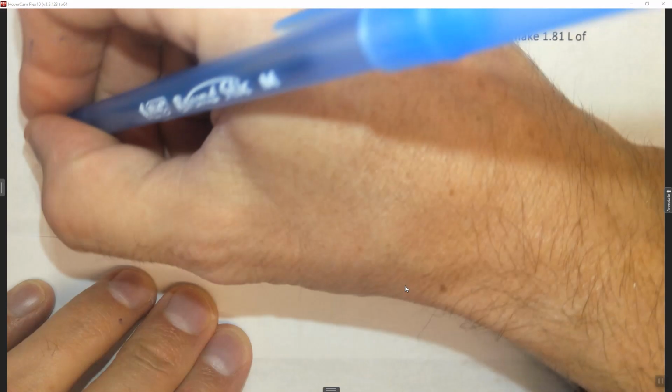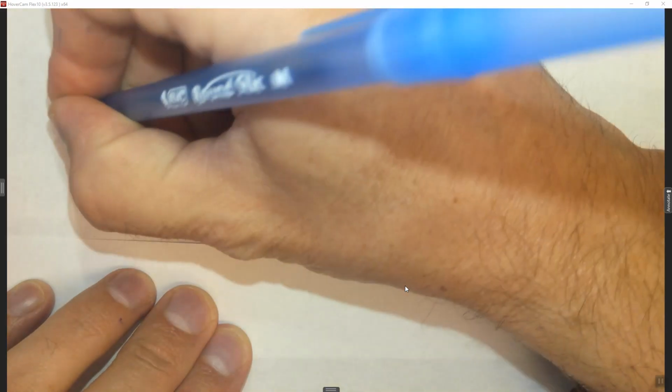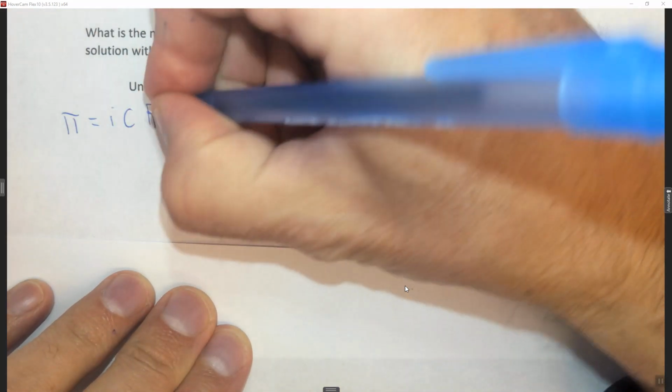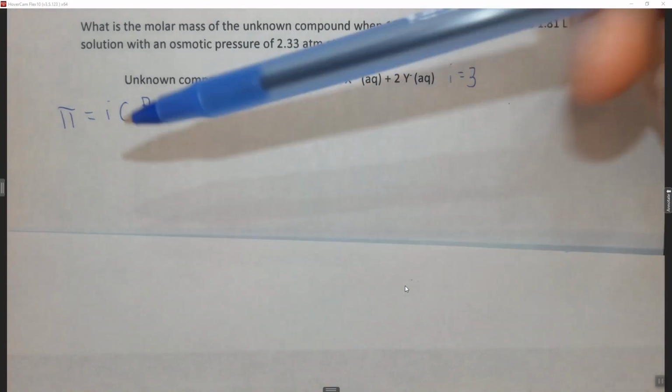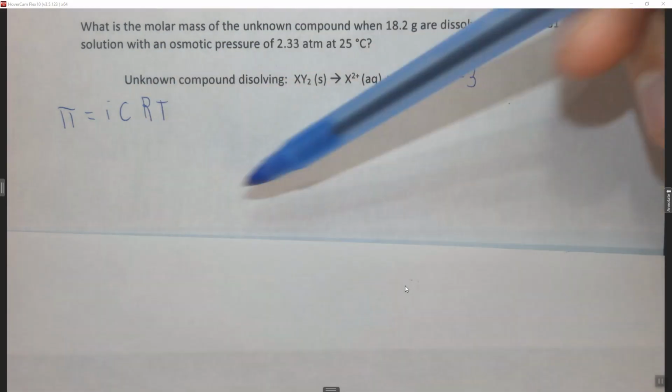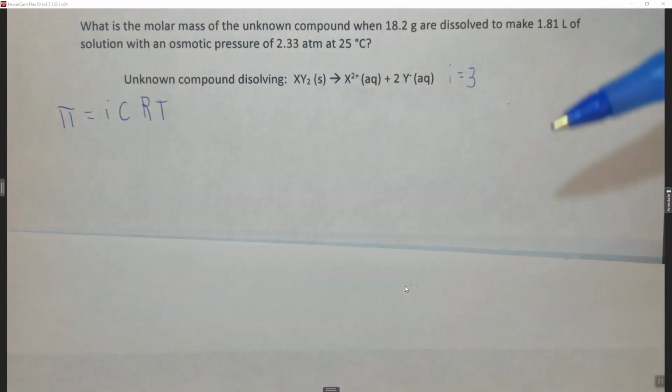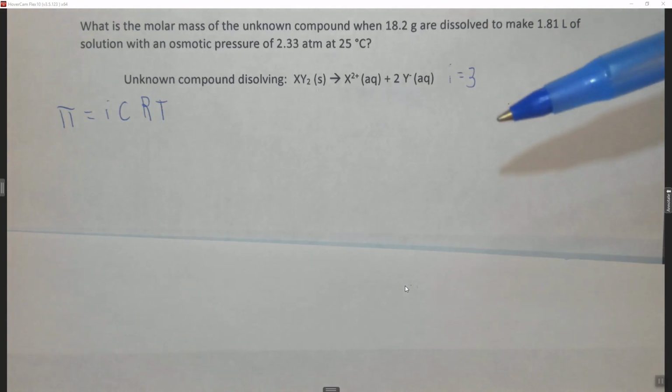So from the previous question, we went over that the osmotic pressure equals i times C, the concentration, times R, T, and how this is just a derivative of the ideal gas law, where moles and liters are in concentration. Okay, so that's basically that.